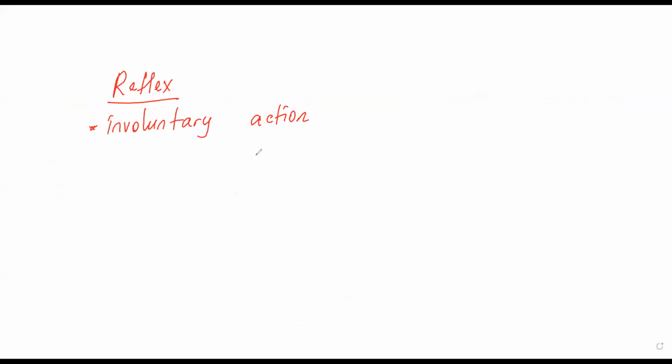So let's say that when you are touching a hot object, as an involuntary action, because of the reflex, you take your finger off that object immediately. It is needed, of course, for protection. It is an involuntary action, or we can say an unconscious action. Reflexes are carried out by the reflex arc. So the pathway of a reflex is known as the reflex arc.